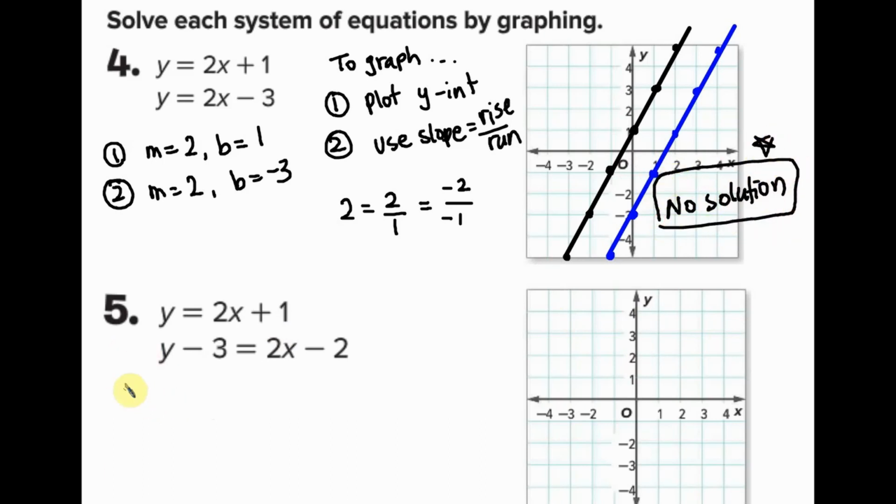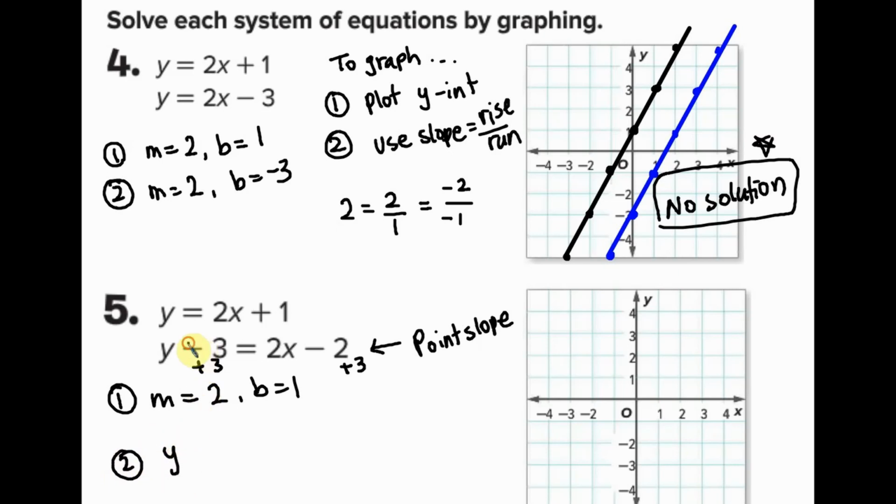Number 5, similarly, the first equation looks like the exact same equation. So m is equal to 2, your b was equal to 1. But in the other case, this is not a slope-intercept form. In fact, this is your point-slope form. So if I want to write a slope-intercept form, again, you will need to have y equals something. Let me add 3 on both sides. Then the second equation becomes y equals 2x, negative 2 plus 3 will be equal to 1. So in this case, my slope is 2, b is equal to positive 1.